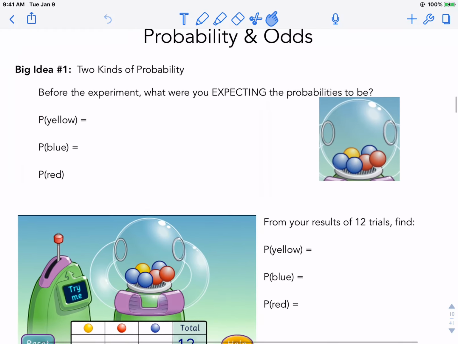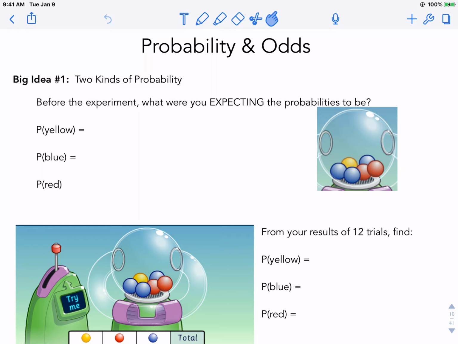So make sure you find in your notes where you've got this first day on probability and odds and big idea number 1. Big idea today is that there are actually 2 kinds of probability, 2 kinds of ways of telling the likelihood of something happening.